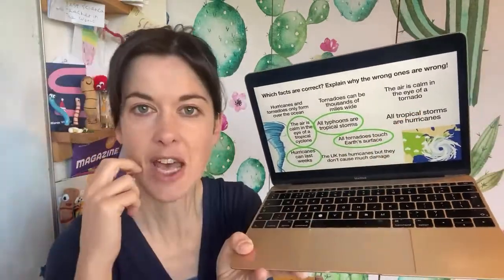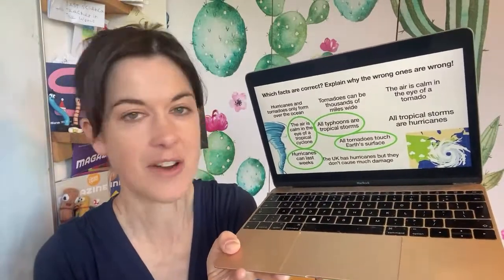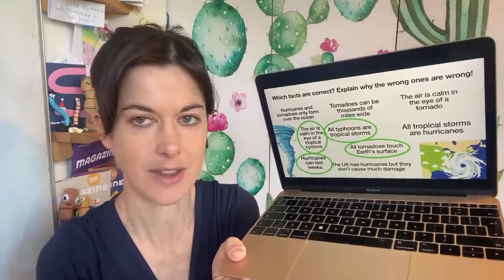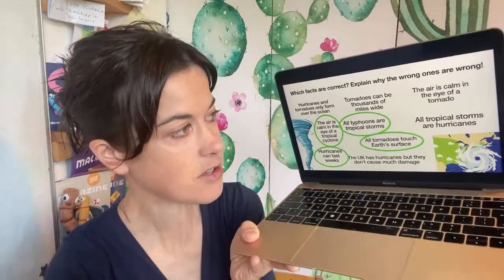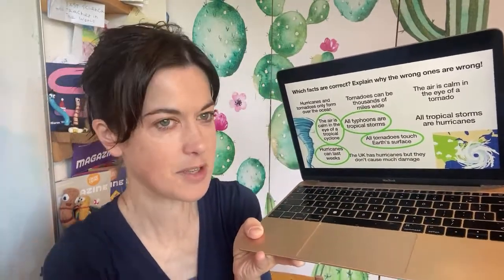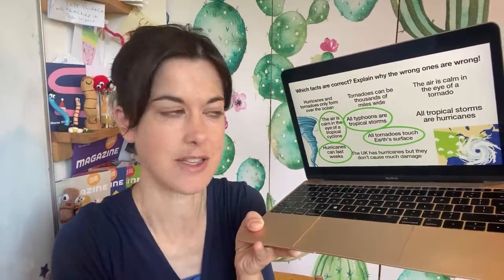The air is calm in the eye of a tornado. No, tornadoes do not have eyes. That's apart from in the films. It's only hurricanes that have eyes. All tropical storms are hurricanes? Yeah, no. Tropical storms can turn into hurricanes, but they don't always.